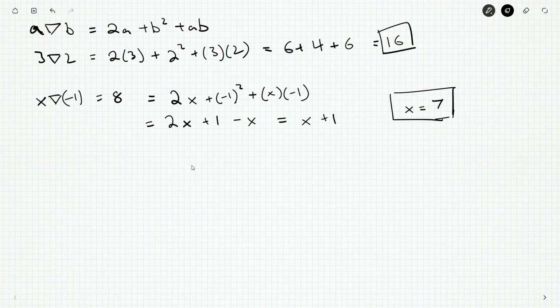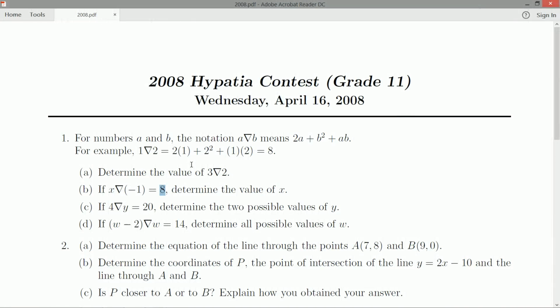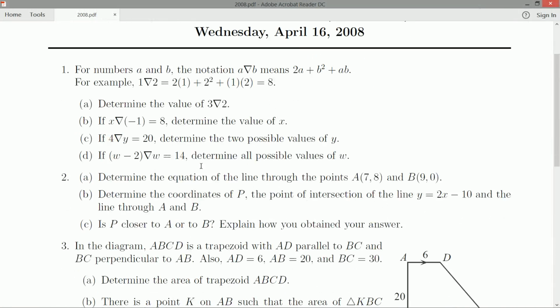And if you wanted to, you could double check and calculate 7 triangle negative 1, and you'll get 8 back out. Okay, but that's only if we want to double check. And I only encourage you guys to double check if you're feeling a little unsure or if you have time left at the end. Okay, so that does B.